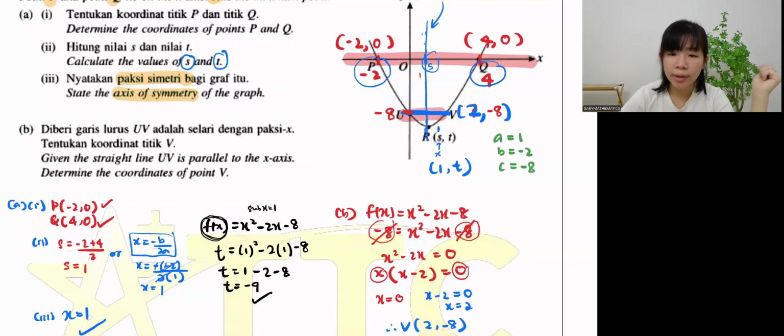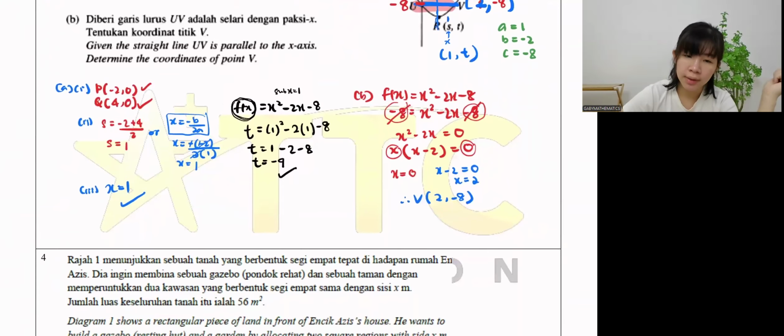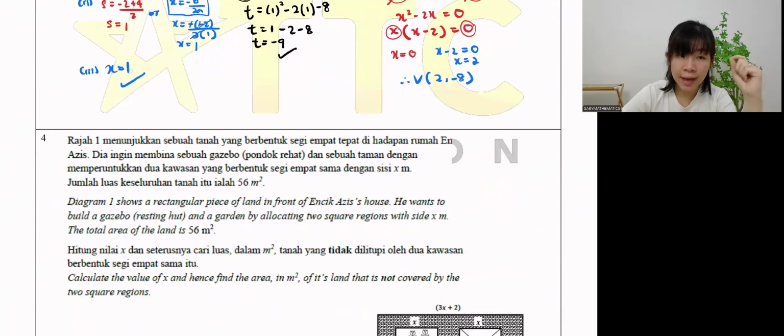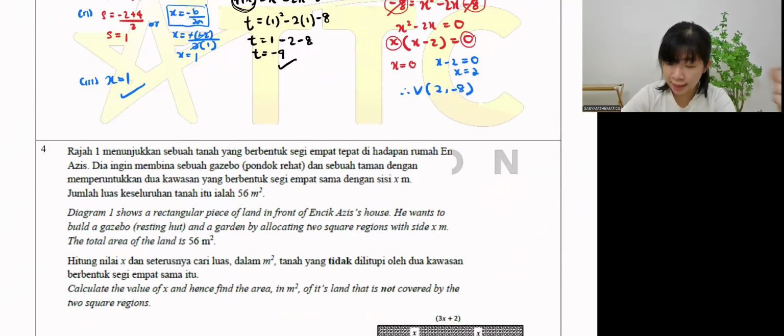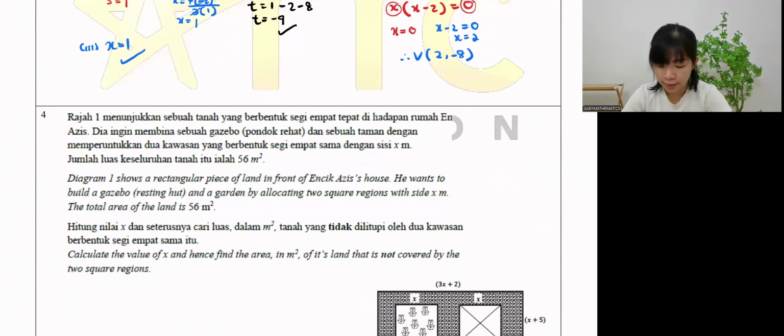Okay, so this is the quadratic function part. Let's do more. Next one. If you have any question, ask us, guys. You will get better understanding by asking. Maybe you have some thought in your brain, you can ask.